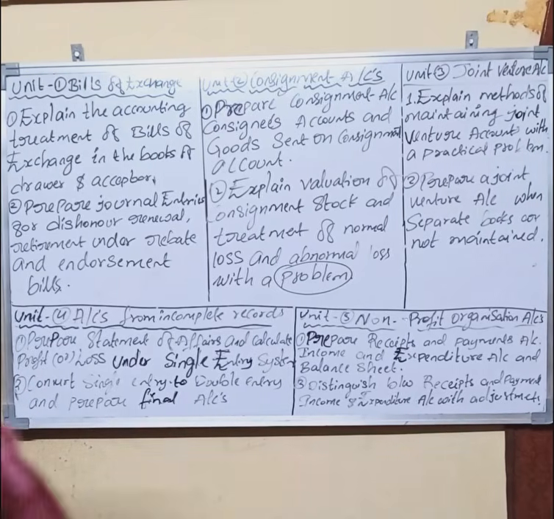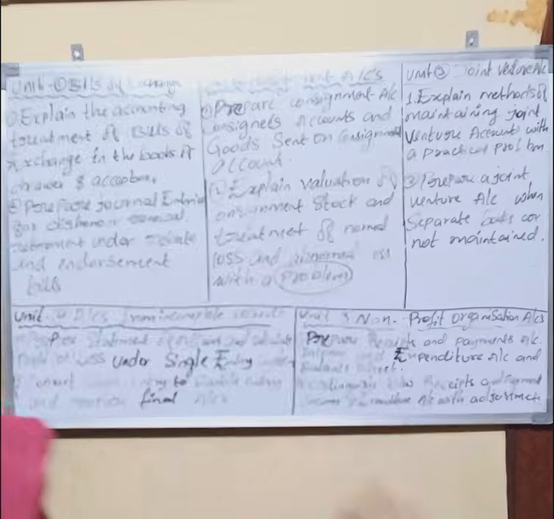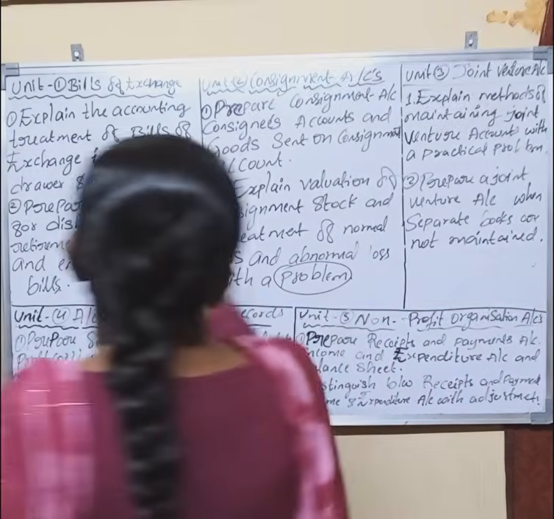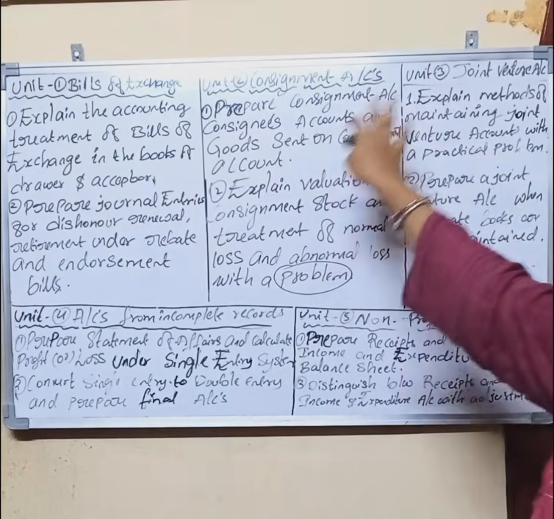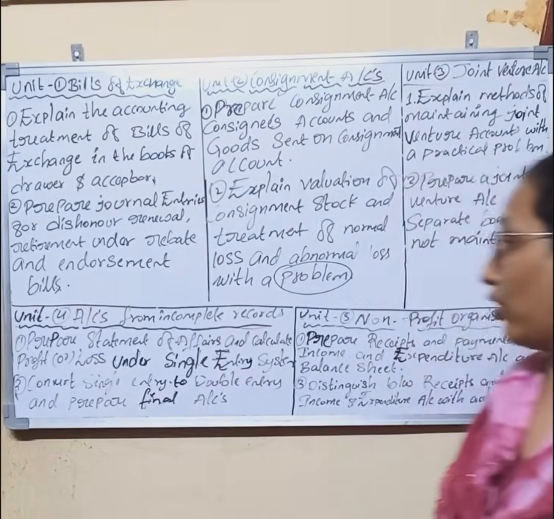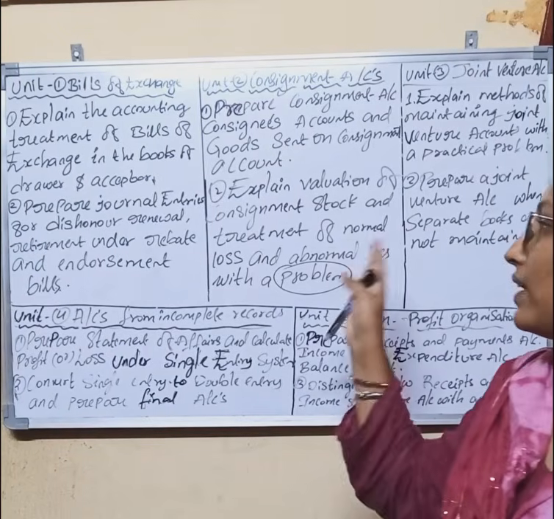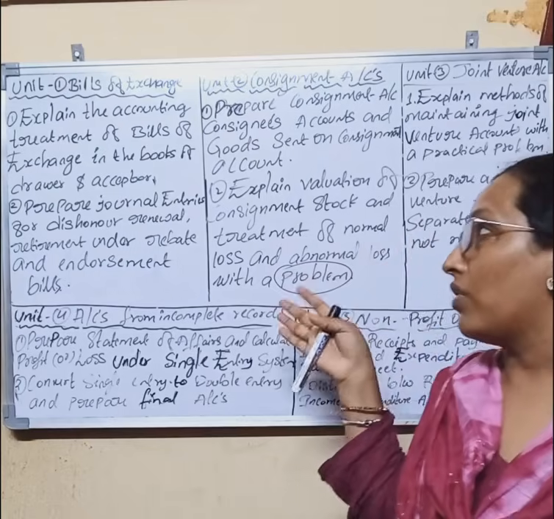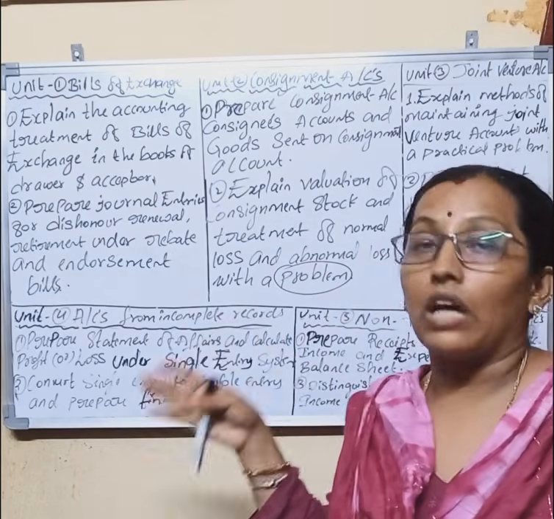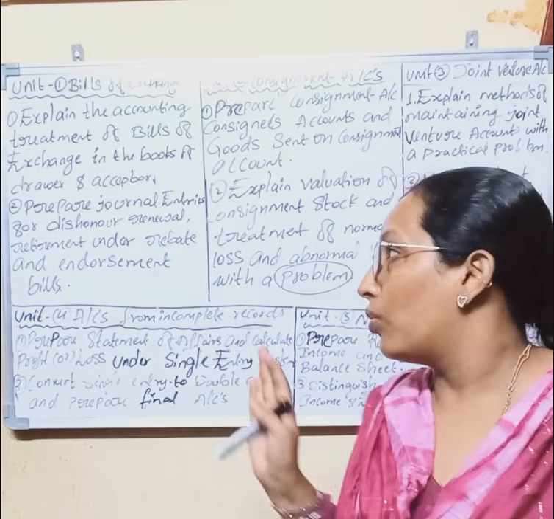So this is all about our Units 1, 2, 3, 4 and 5. Unit 1 is about the bills of exchange. Unit 2 is about the consignment accounts. Unit 3 is about the joint venture account. Unit 4 is about the accounts from incomplete records. Unit 5 is about the non-profit organization. Unit wise, prepare the questions and answers. Collect the most important questions and answers and do revision. 101% you will pass. No need of worrying.